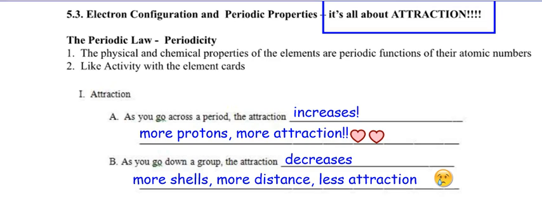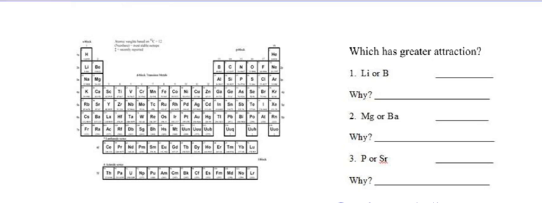So now let's talk about these trends that we've been dealing with. Sorry, I had you practice this. So why don't you go ahead, pause this, and figure out which one has the greater attraction for its outermost electron. Pause this, fill out numbers 1, 2, and 3 here, and then come back and see how you did. Go ahead and pause this. All right, let's see how you did.